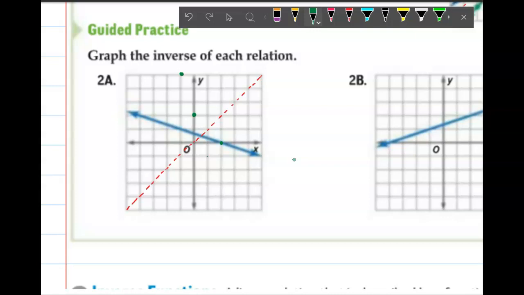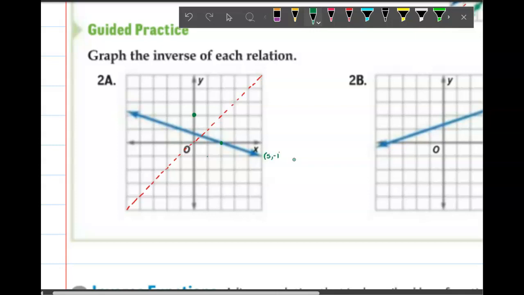Actually, you know what? I think I miscounted. My apologies. This is the point 5, negative 1. So I'd go negative 1, 1, 2, 3, 4, 5, right here. Let's find some other points. This point right here on the blue line, that's what I was calling negative 1, 1. So now I go 1 and negative 1. It would be right here.